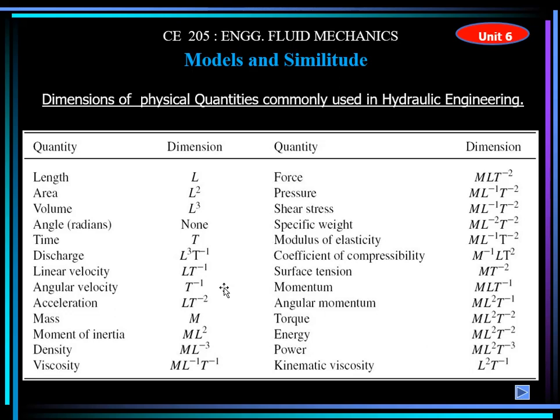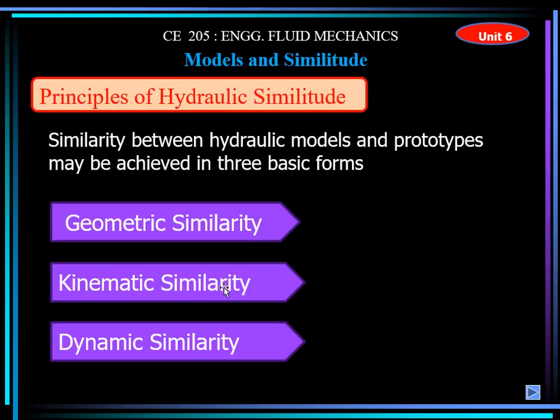When we do the study on the models to study the behavior of the prototype, we can classify our study into three classes to simplify the understanding. So it could be a geometric similarity, it could be a kinematic similarity, it could be a dynamic similarity. And in a specific problem, we find out in which class this problem is lying.